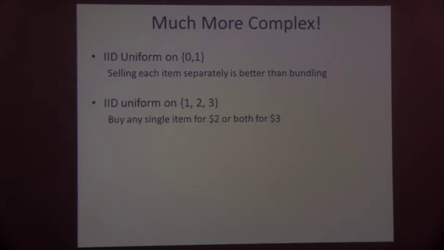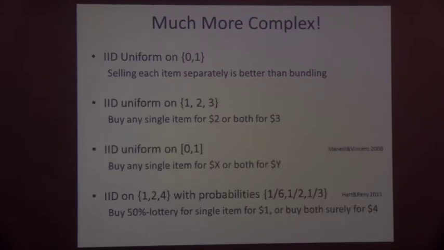And it turns out that it's not necessarily true that either selling separately or selling as a bundle always gives you the optimal one. So let's look at the last one. You have three items, IID. The bidder has probability 1/6 of valuing it at $1, probability 1/2 of valuing it at $2, and probability 1/3 of valuing it at $4.